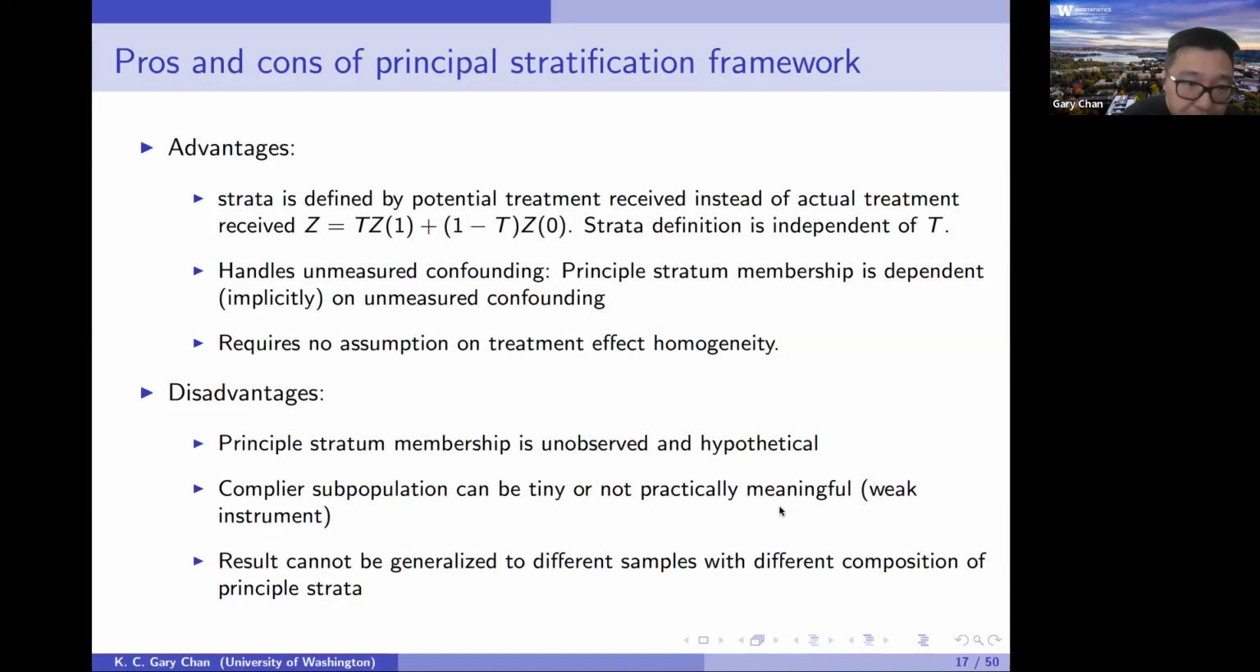Basically, they need to require that always takers, compliers, and never takers have the same treatment effect, those kinds of assumptions. But you actually don't have to assume that here.